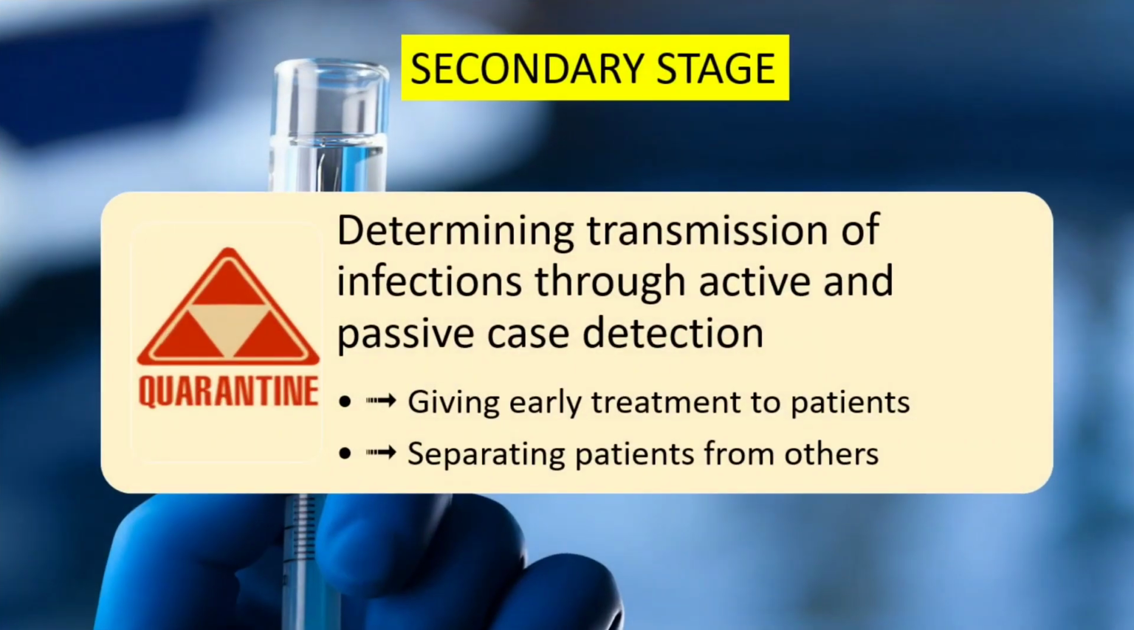Secondary stage, which is we have to determine the transmission of infection through active and passive case detection. Kita kena pasti sekiranya ada berlaku jangkitan aktif dan pasif, and give early treatment to the patient and separate the patients from others. This is the quarantine style.